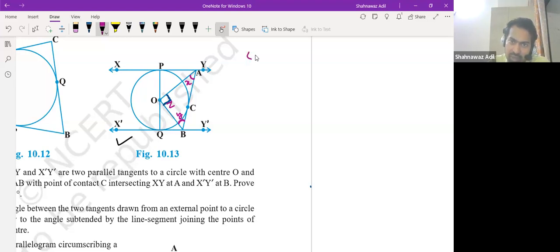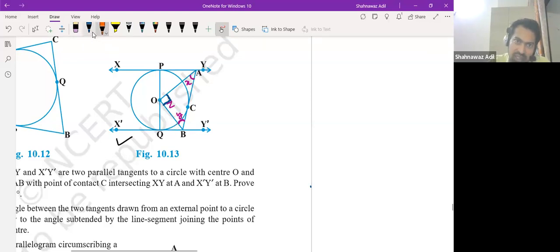Sir, they are on the same side of the transversal, since XY and the other line are parallel. Okay, you are absolutely correct, but which is the angle? So this is the angle, right? On the same side of the transversal, right? Yes, sir. So you are absolutely correct. You are in the right direction.